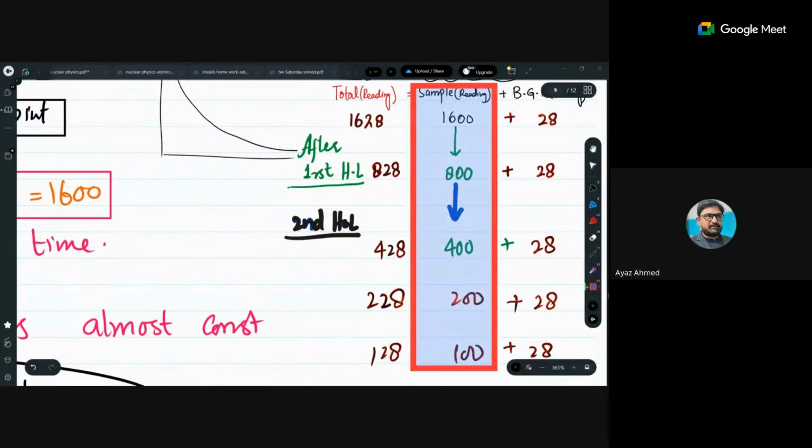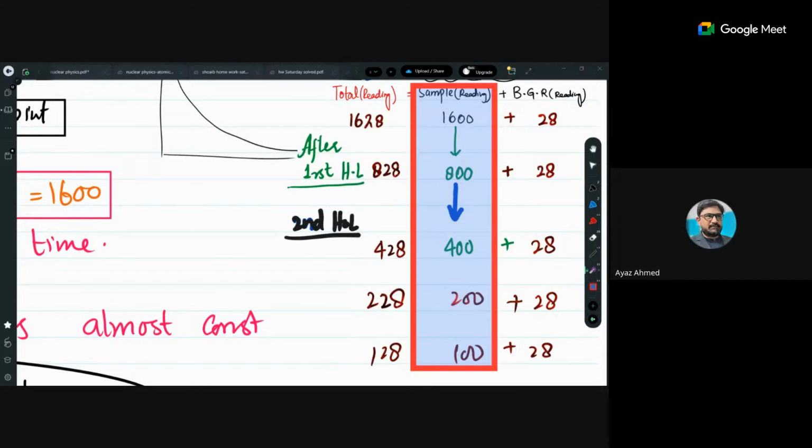ठीक है? After first half life, what is your sample? How much sample? Yani what is your sample reading? 800. And what would be the background radiation available at that time also? 28. So what would be your total reading available? 800 plus 28. Yes, 828.